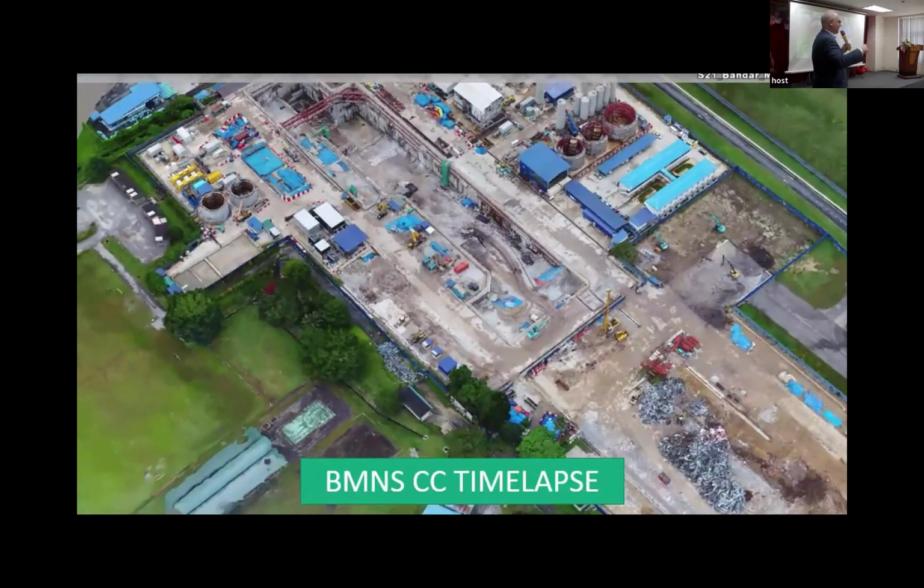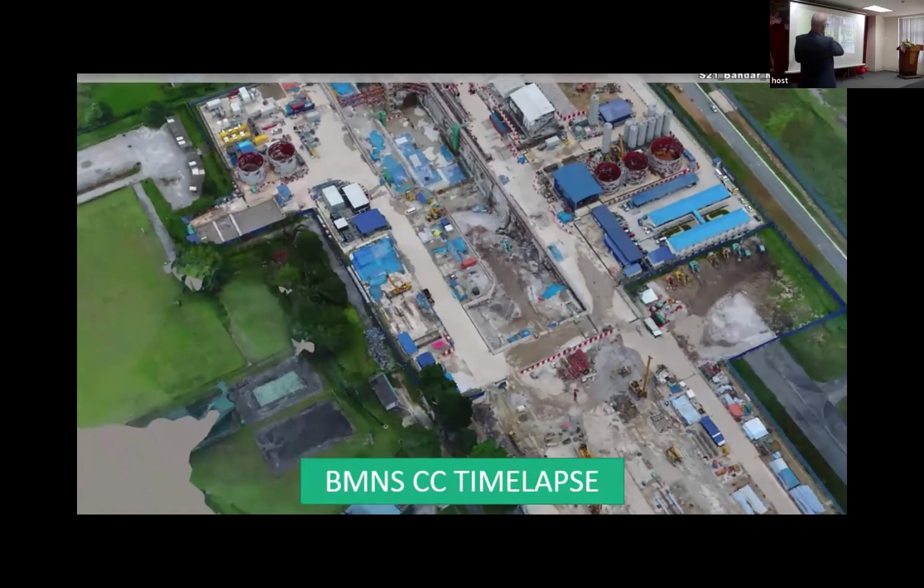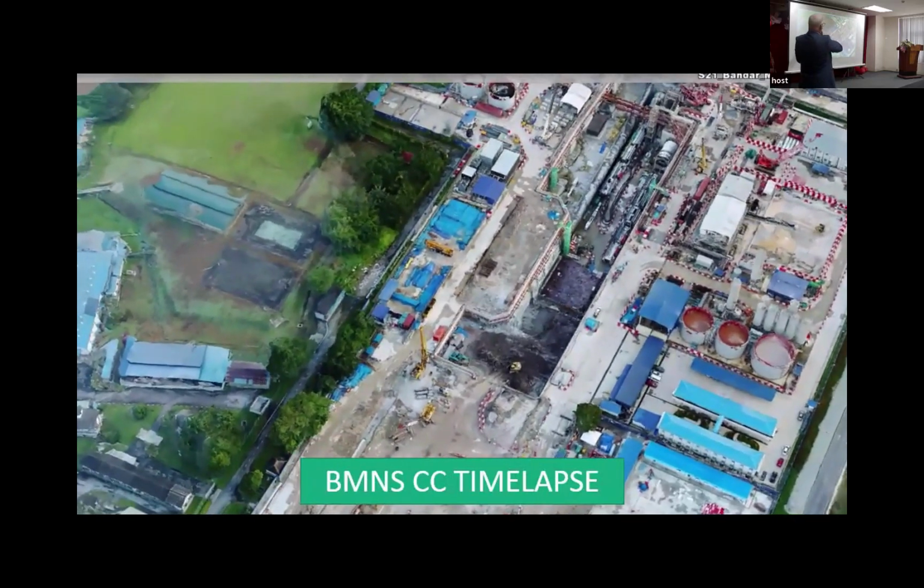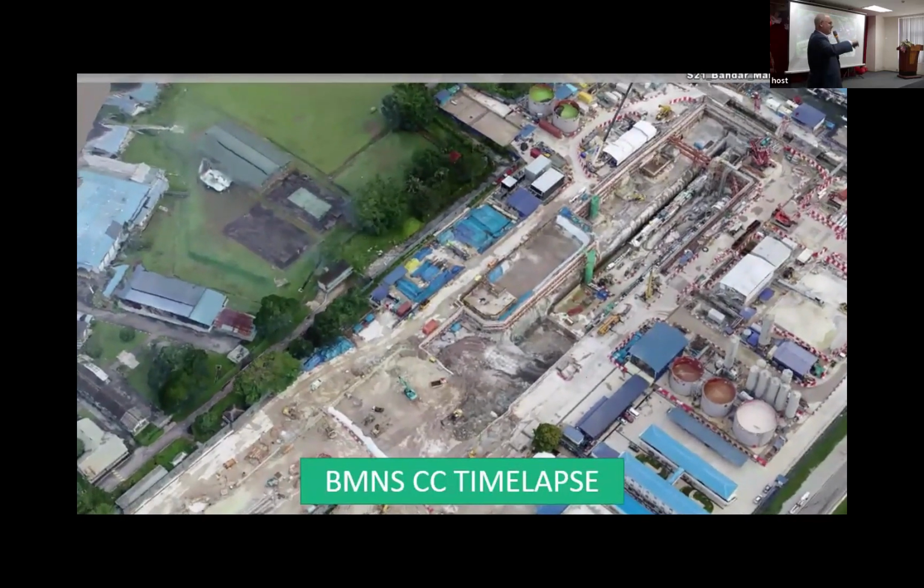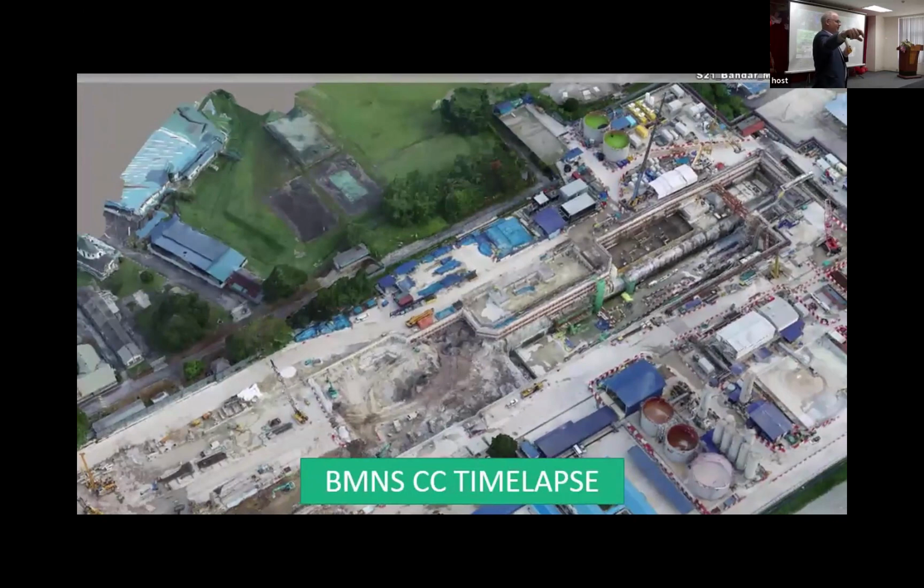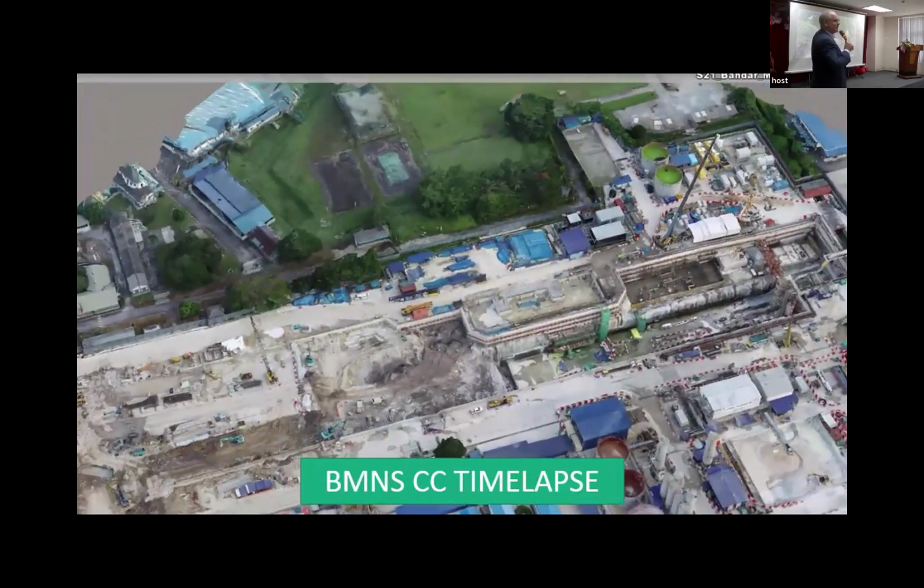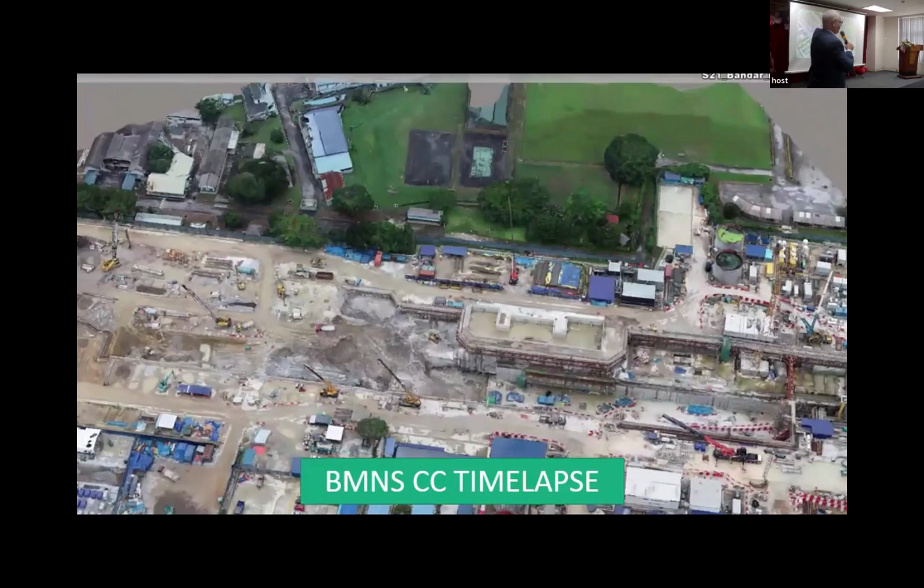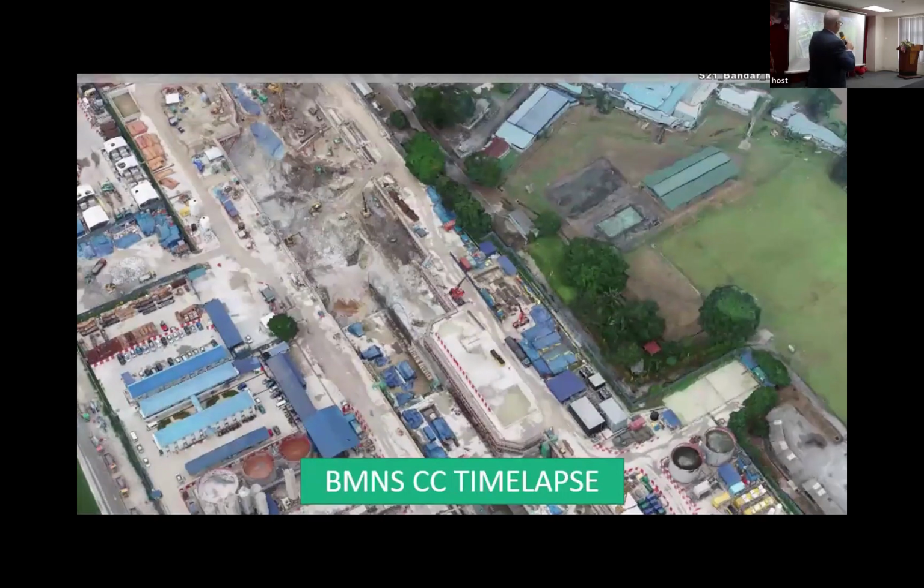I can then create 3D models. So this is a 3D model of a TBM launch shaft in Kuala Lumpur. And it changes every month. So you can see the progress month by month by month. Okay? These are models. So I can measure the volumes, I can measure the heights, I can measure distances. It's a 3D model of the project captured by drones.